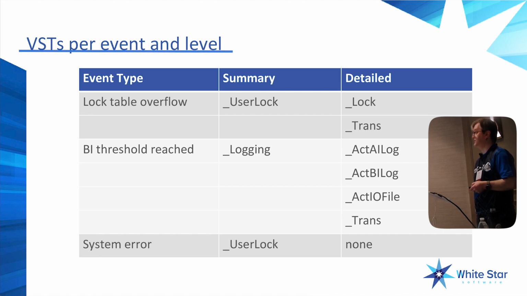For BI threshold reached, you just get the _Logging VST output at summary level, and at detailed level, you get these other VSTs as well. And then for system error, there's really only 1 level, which is summary. You get, again, the _UserLock VST data, and whether you select summary or detailed, that's all you get.